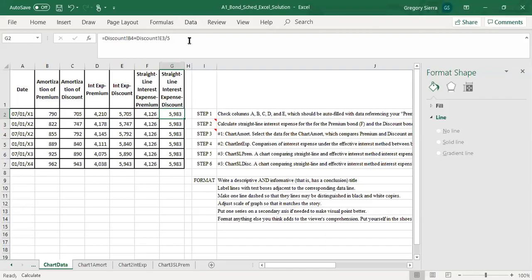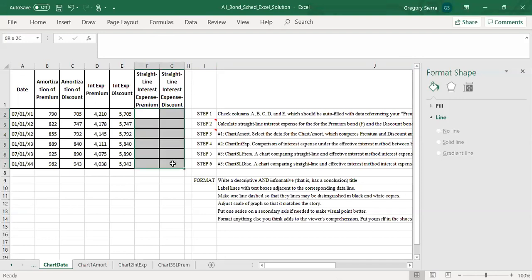Hello again, and if you just finished the thrilling part 3 video, you must be ready for part 4, where we finish off the Bond Excel project by comparing interest expense under straight line and effective interest method. So we've already done chart 1 and chart 2.